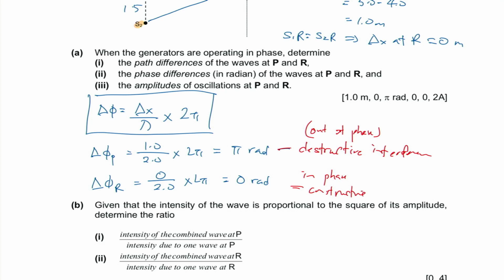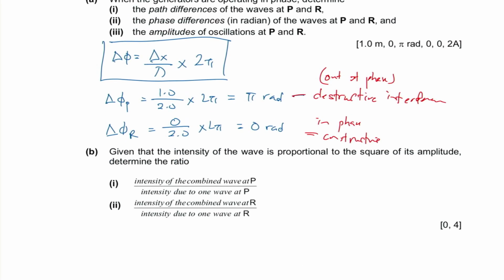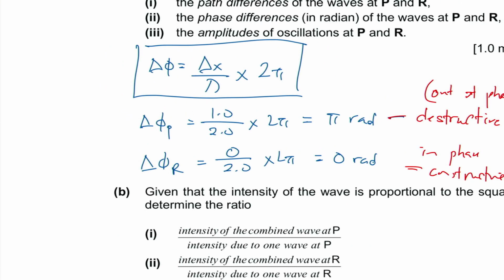So for destructive, you can just subtract them. Let me just squeeze it at the side here. We can work out the amplitude at P. Write it down. So the amplitude at P is equal to A plus negative A, and I get 0. And then the amplitude at R will be A plus A, and I get 2A. So this is for the next one.